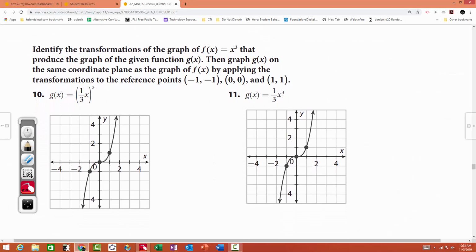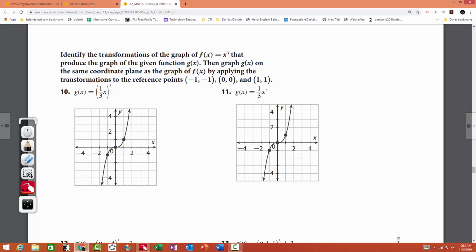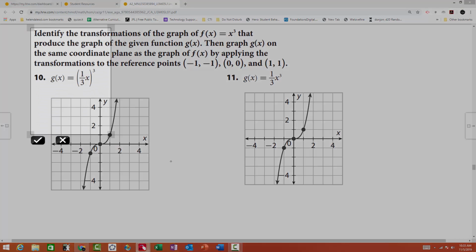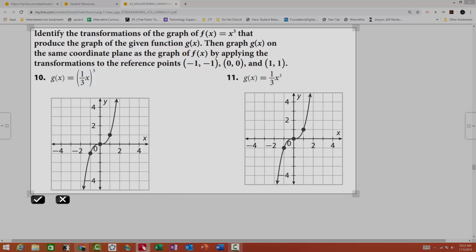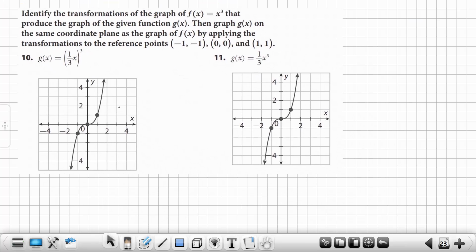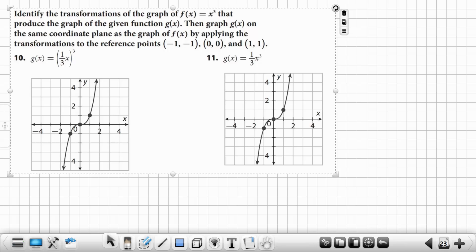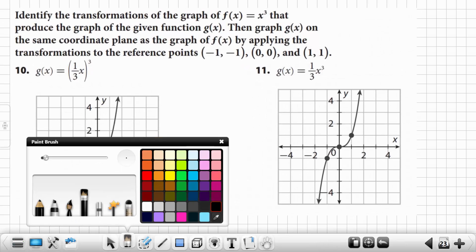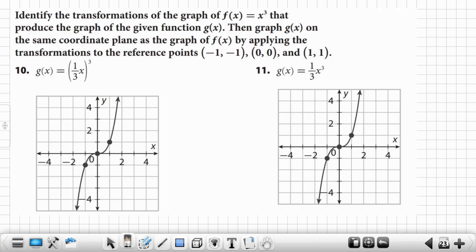All right, identify the transformations and then graph the new reference points. Write it down, right? No, you don't have to. You don't have to write the instructions. You don't have to make your homework look like Stephanie's, unless you want to be awesome. If you don't want to be awesome, you don't have to make it look like Stephanie's. Okay, I don't want to be awesome.